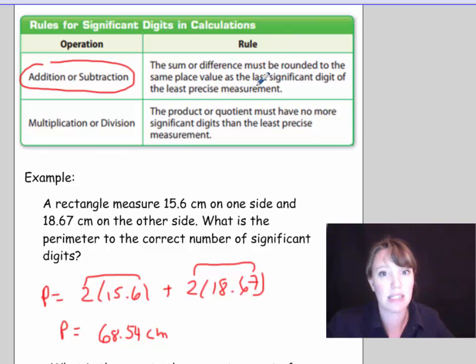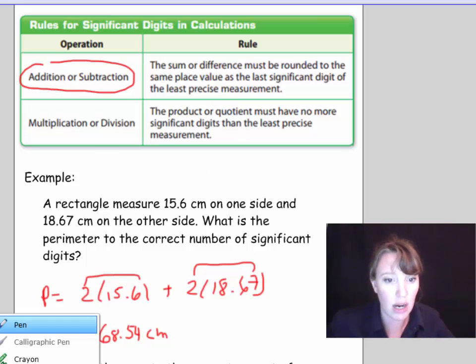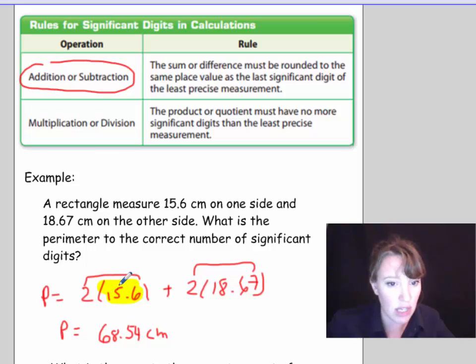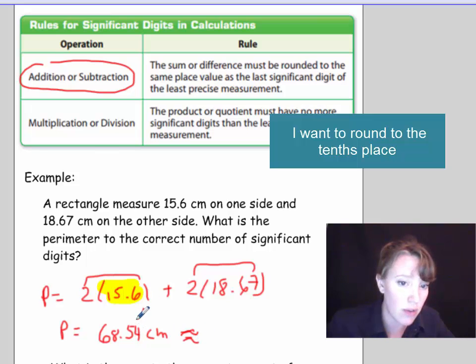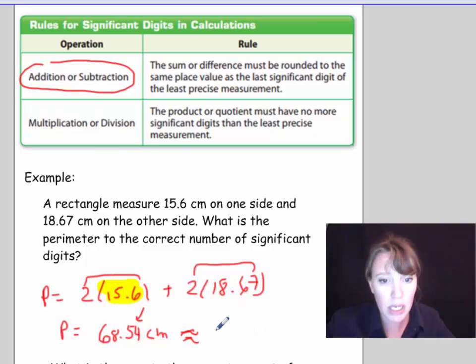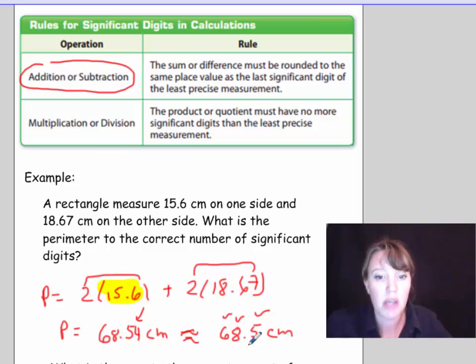So let's think about this. We have to go to the same place value as the last significant digit of the least precise. So here the one that was least precise was actually this one, because this only went to the tens place. So I want, this has 3 significant digits, so I want my perimeter to also have 3 significant digits. That means that I have to get rid of the one in the hundredths place. So it's going to be 68.5 centimeters, because there's my 1, 2, 3 significant digits right here. So that matches this level of precision. Okay, and again, I just rounded it. The 4 makes the number in the tenths place stay at 5.